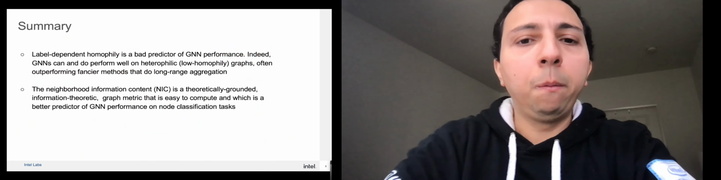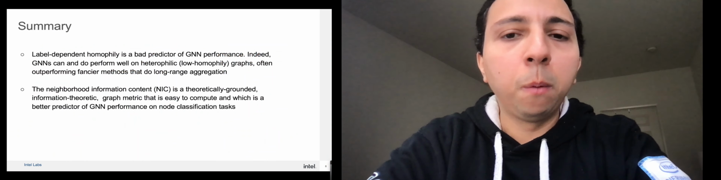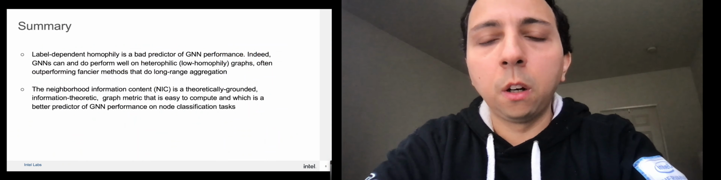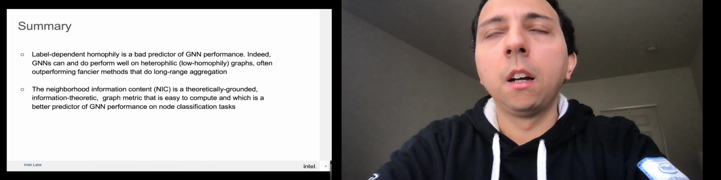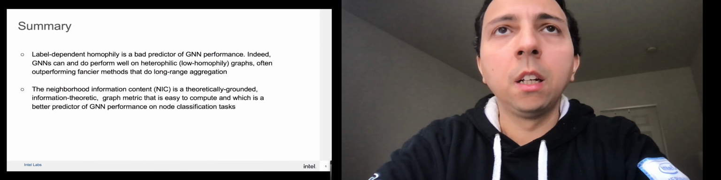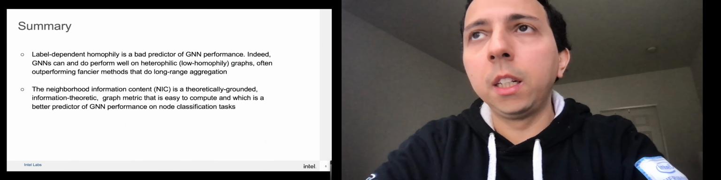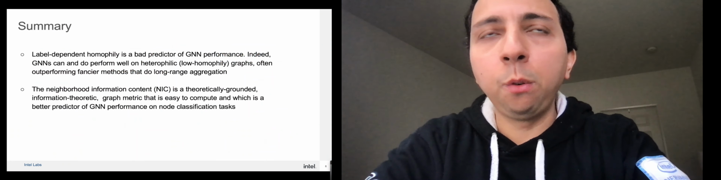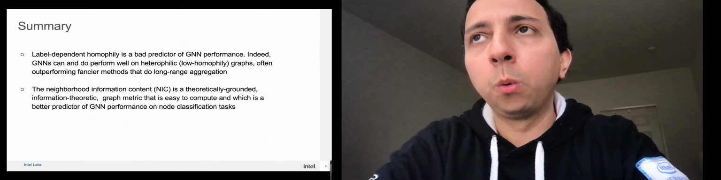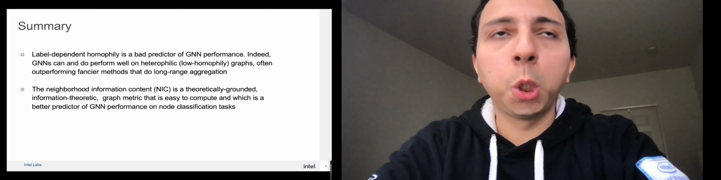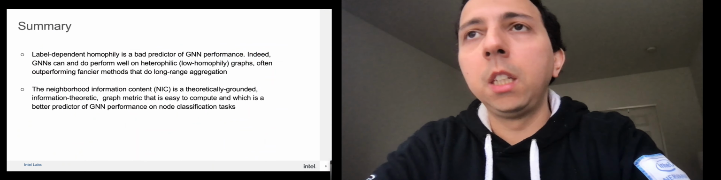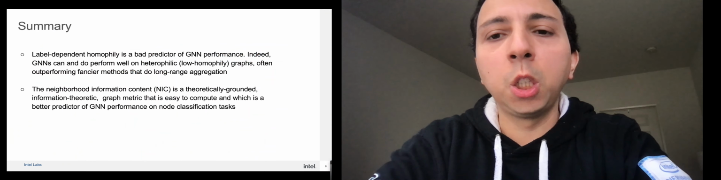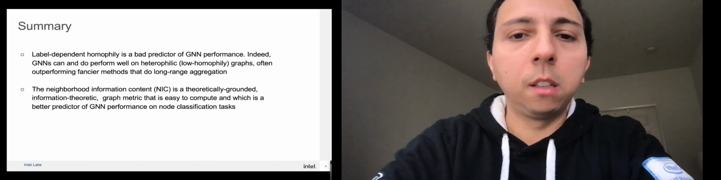So in summary, label-dependent graph homophily is a poor predictor of GNN performance. And we show in several heterophilic graphs that as you increase or decrease the homophily level, the GNN performance would improve. And we have also shown that vanilla GNNs actually outperform recent methods based on long-range aggregation on several heterophilic graphs.